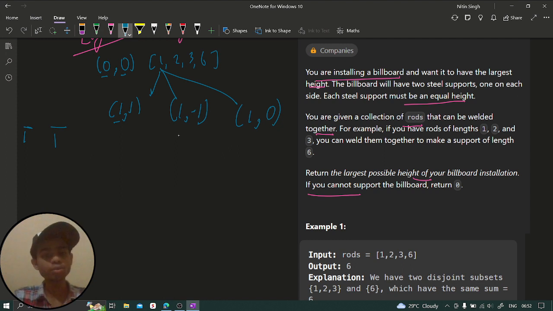Now we are going to move to the next index only, but there are three possibilities to move to the next index. Either you can take it for the left support, or you can take it for the right support, or you cannot take it. Either you are not taking it, right? You are moving directly to the next road. You don't want to take it, right?